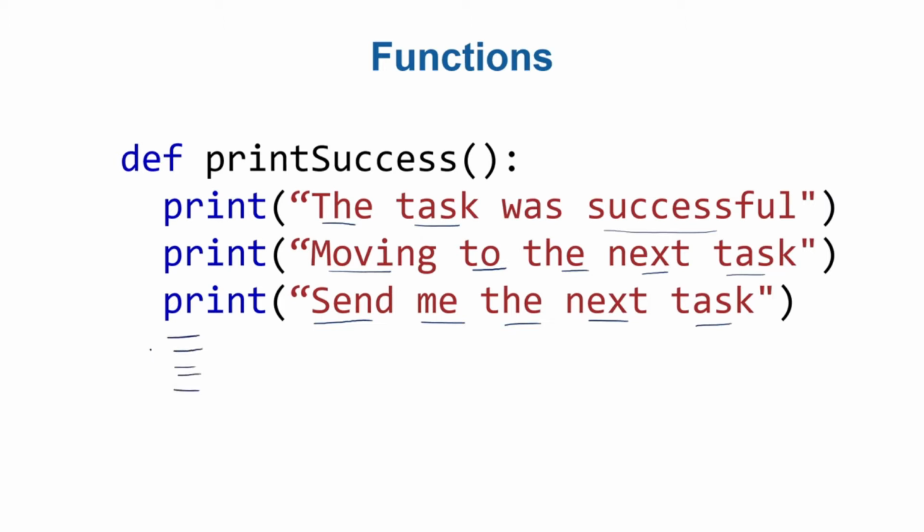Let's say you want to do this again and again whenever needed. Whenever you complete a particular task, you want to print all these messages, and then somewhere else, whenever a particular event occurs, you need to print all these messages again. One way to do that is to write these print statements whenever needed in the program.